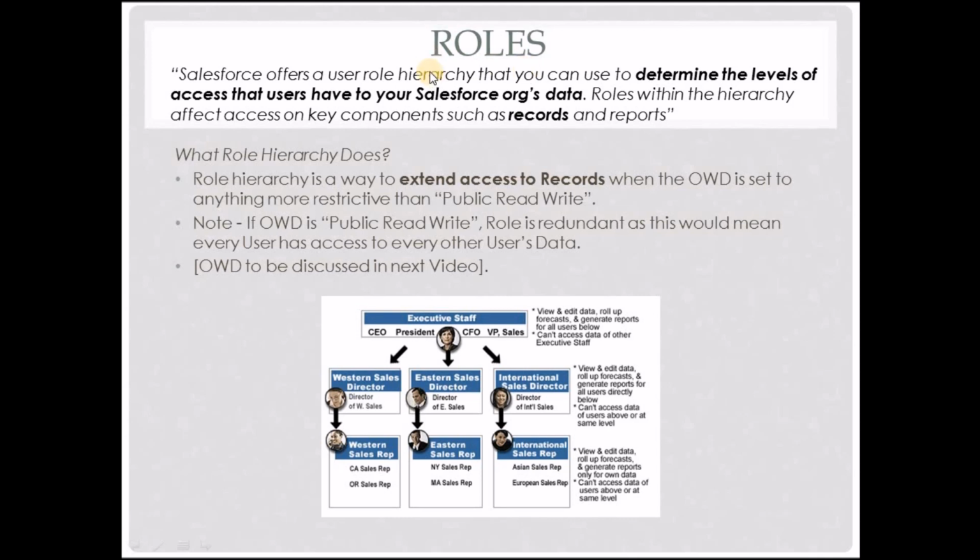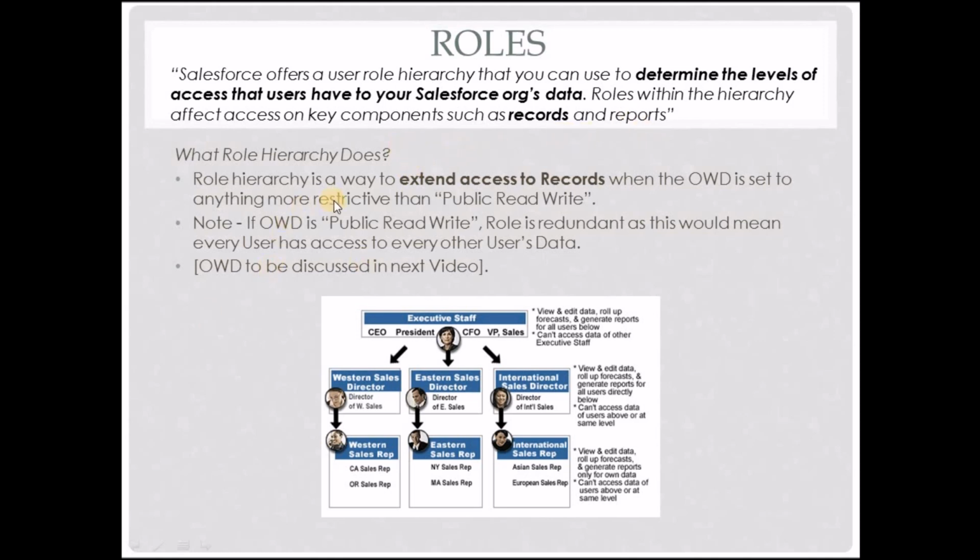Unlike profiles, which tell us what we can do to records, that is, if we can read, write, edit or delete a record, roles define which records a user can see on an object. That is, his own records or any other records of a peer or a subordinate? As per definition, roles determine the level of access that a user has to your Salesforce org's data, and roles affect key components such as records and reports.